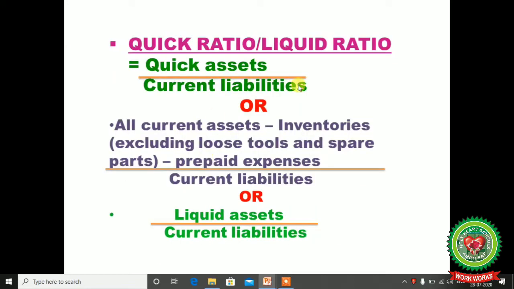So what is the formula for quick ratio, liquid ratio? Quick assets divided by current liabilities, or all current assets, just deduct the inventories excluding loose tools and spare parts, minus prepaid expenses, divided by the current liabilities. Or the third formula to find out the quick ratio: liquid assets divided by current liabilities. Okay.